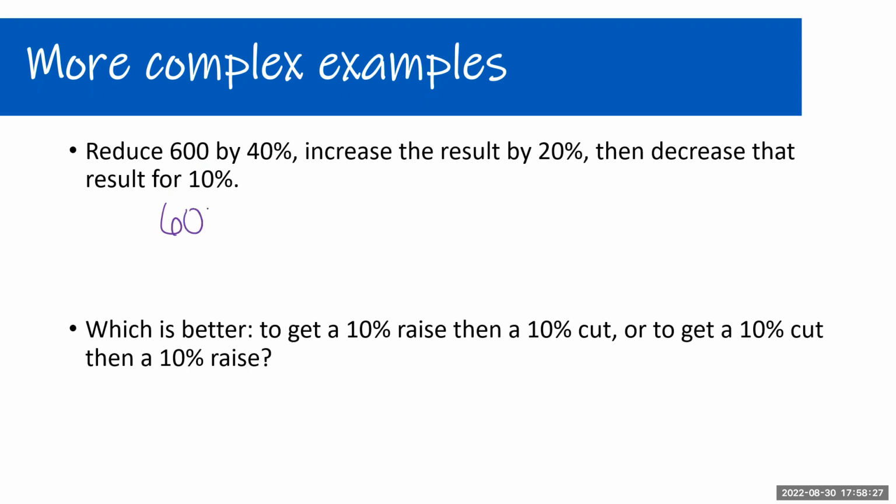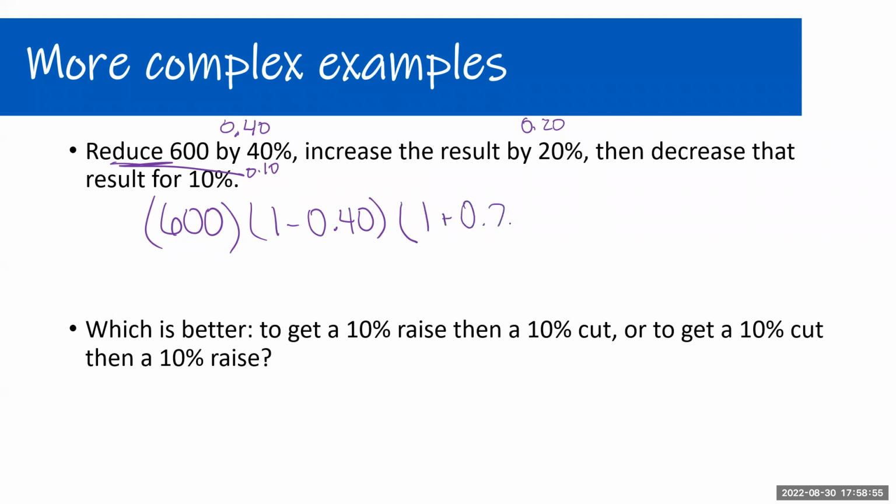We're going to start with that 600, and we're reducing it, so we're decreasing it, and 40% is going to be 0.40, okay? 20% is 0.20, and 10% is 0.10, right? We're going to start with our 600, and we're going to multiply it by 1 minus 0.40 for that first decrease. We're going to increase that number by 20%, so we're going to multiply that number times 1 plus 0.20. Then we're going to decrease it again, so multiply it by 1 minus 0.10.